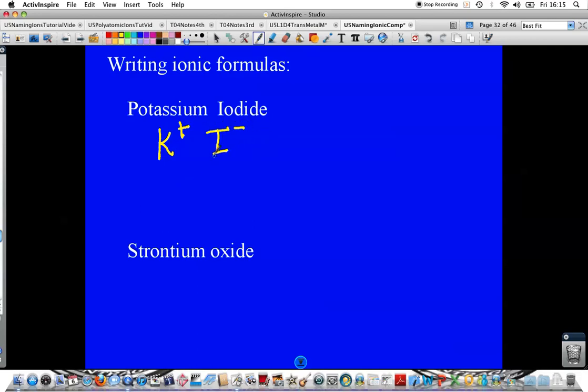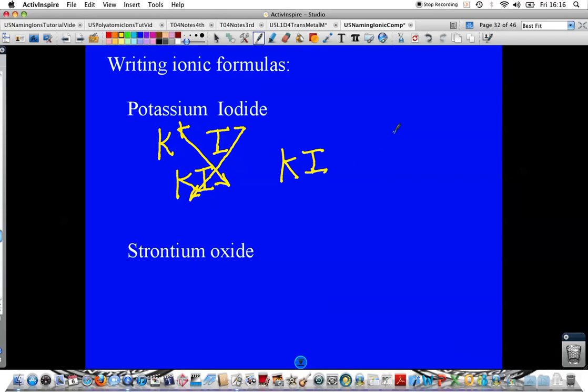And there's several ways to do this. One way is called the crisscross method, where you write the ions, then underneath you write the elements together, and then you crisscross whatever the charges are, you bring them down as subscripts on the compound. So whatever the charge is on I, you bring it down and put it as a subscript on K, and then whatever's the charge on K, you bring it down as a subscript on the iodide. So we end up with KI as the formula for potassium iodide.